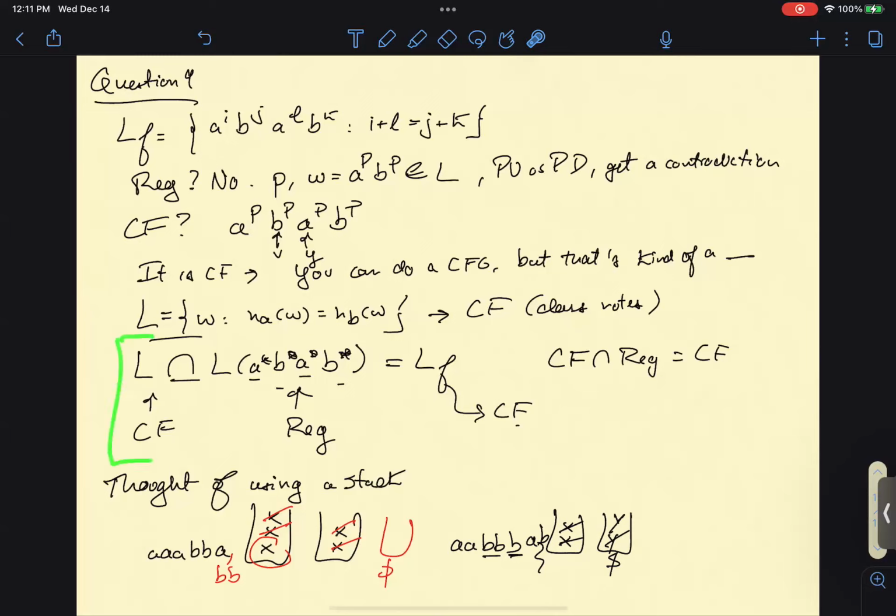So this was a nifty trick. You could also use a PDA, or you could also use a context-free grammar, which is complicated and I don't want to do.